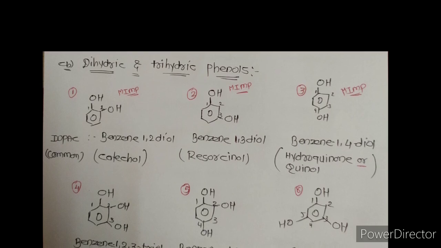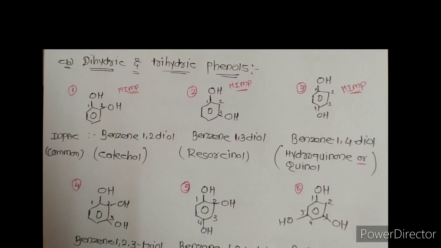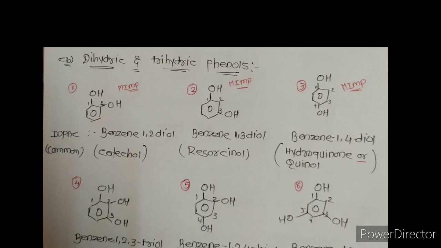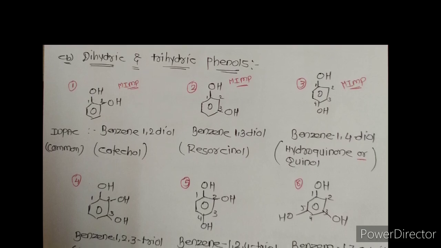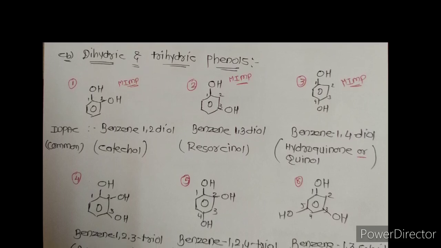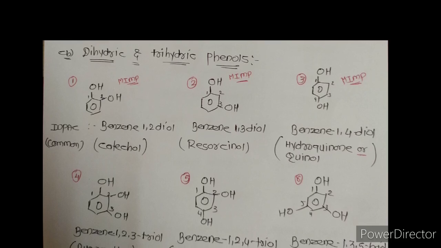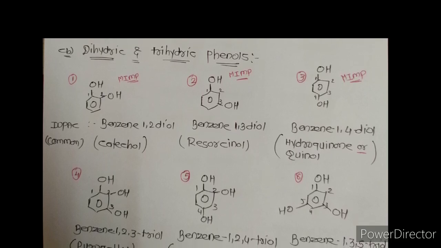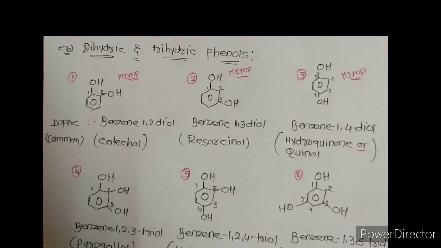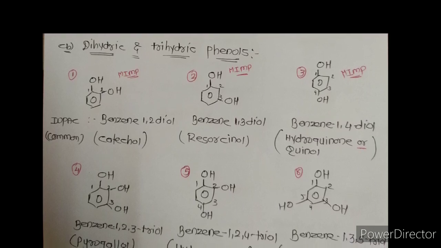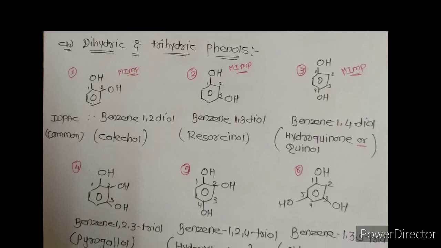Third compound: a benzene ring which contains OH at the first position and at the fourth position. Hence its IUPAC name is benzene-1,4-diol. Now, the common names of all these three compounds are very important, so we must remember the common names of all three compounds.